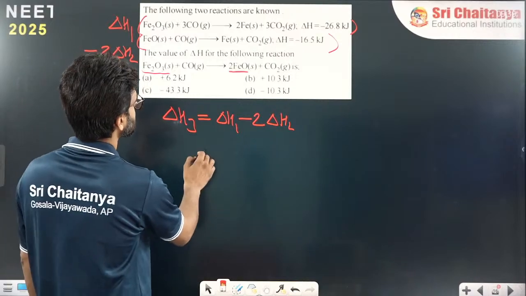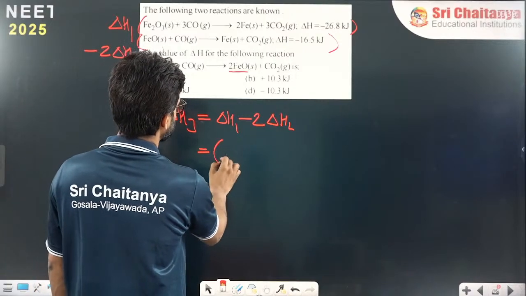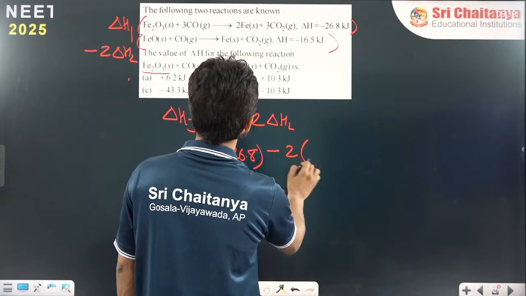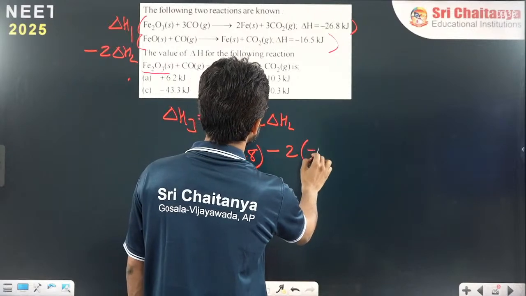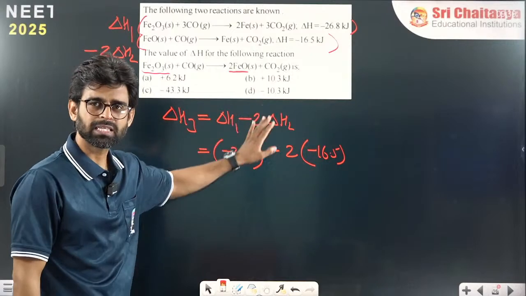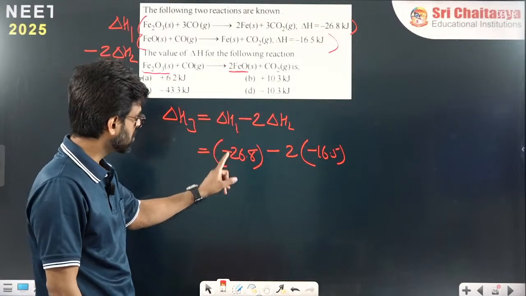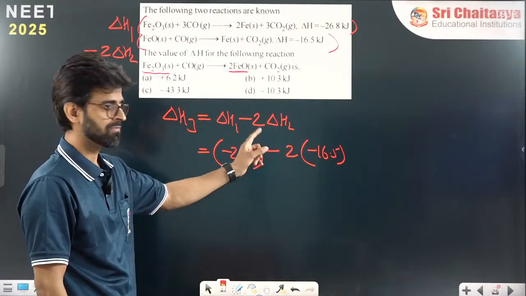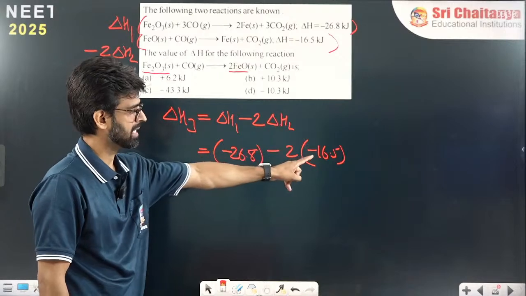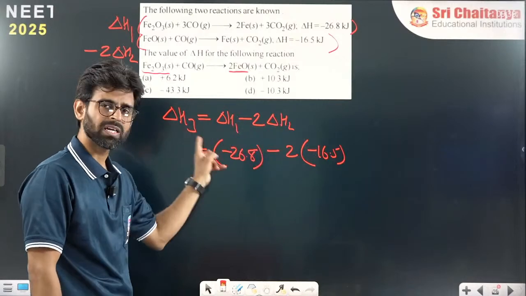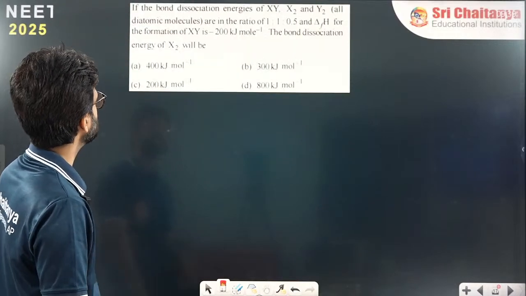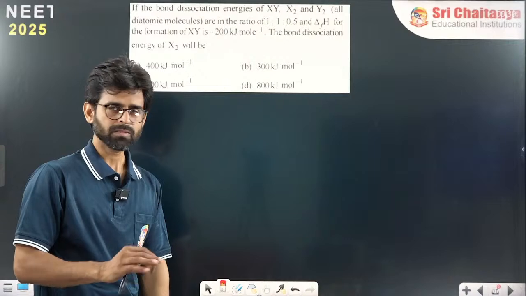Now we can see very clearly the values they are given. What is delta H2 here? Delta H2 is how much? Minus 16.5. Remember, this minus is coming because of operation we are applying. The value of delta H1 is minus 26.2 and value of delta H2 how much? Minus 16.5. Don't miss this minus here. Okay, this minus is coming because of relationship. Okay, good. It is simply Hess law. Hess law, simple question. Good.